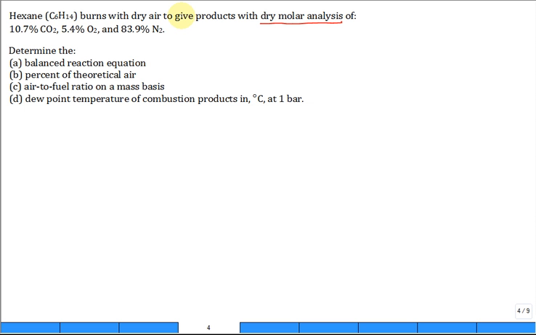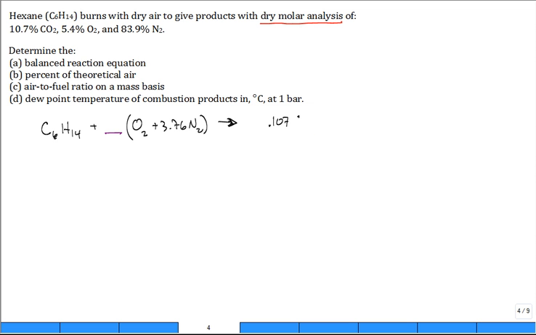So start with the hexane, C6H14, and we're going to get the oxygen from air. Okay? And so we leave a space in front, and we're going to be determining that stoichiometric coefficient in our equation. And so we'll assume complete combustion, with the reactants on the left-hand side and the products on the right-hand side.